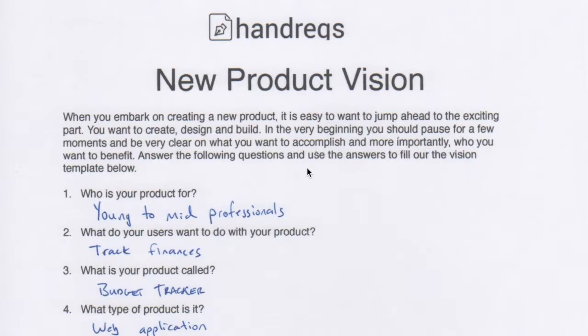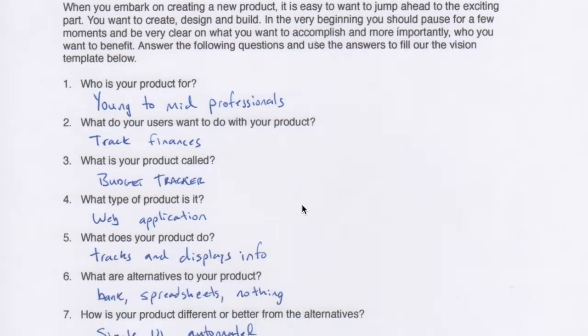So who is your product for? Young to mid professionals, probably not more seasoned, or maybe not people who have their finances really in control, maybe on the younger side. What do your users want to do with your product? Track their finances, very straightforward. What is your product called? Budget tracker. What type of product is it? It's a web application. It could be an app, could be desktop, could be cloud-based, it could be anything. But for our example, it's a web application.